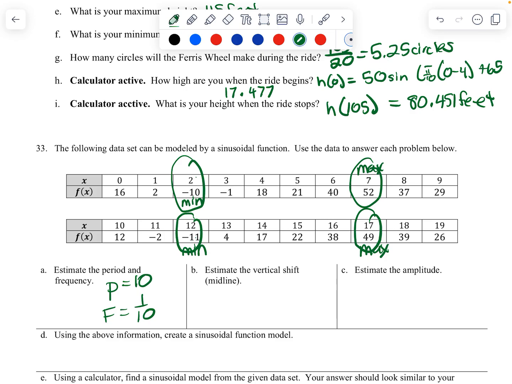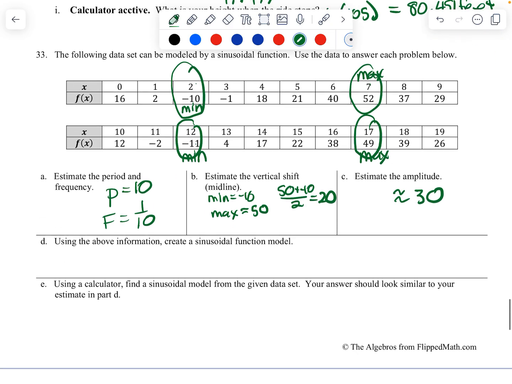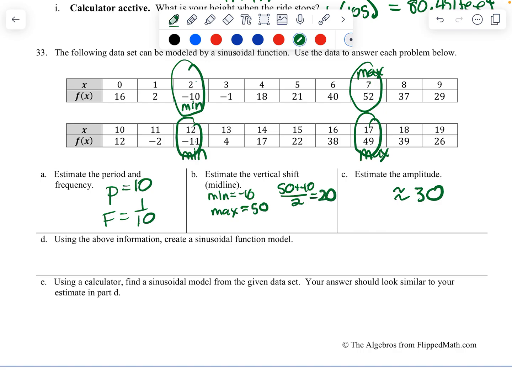The vertical shift, our midline, well, it looks like a minimum is around negative 10, and our max is about 50. So 50 plus negative 10 divided by 2 is about 20. And then the amplitude, so 20 to 50, 20 to negative 10 is about 30. Now, you can create a model here.